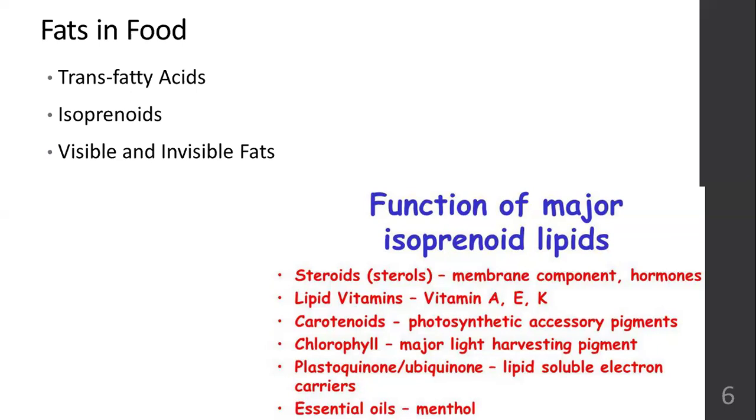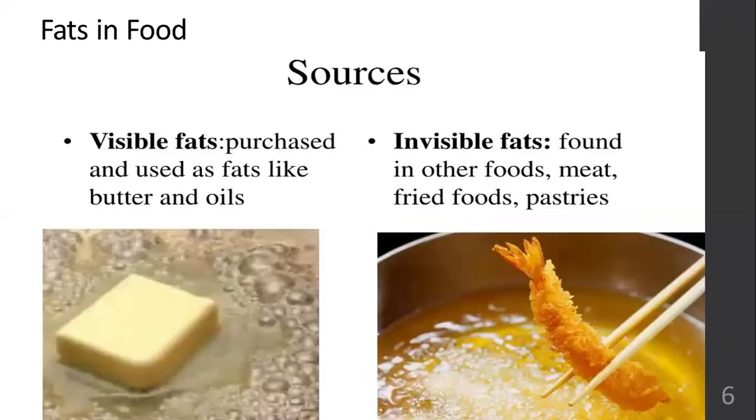And then you have visible and invisible fats. Visible fat is when you go out and buy butter, ghee, oils, vegetable oil, sunflower oil. It is visible fat because you have it in your control how much to put in a recipe, how many ml or how many teaspoons of oil. These are visible fats, which you buy and store for cooking purposes.